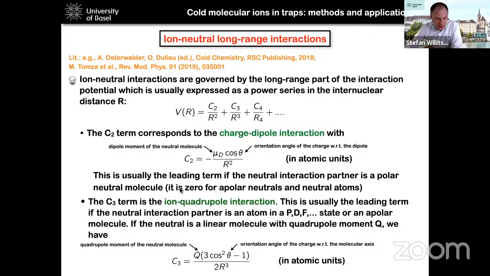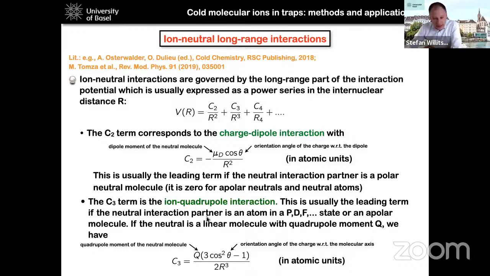If the molecule is not polar, or if it is an atom in certain states, then we do not have this term, and the leading term is then this C3 term. And the C3 term corresponds to an ion quadrupole interaction. This is where the charge of the ion interacts with a quadrupole moment in its counterpart.